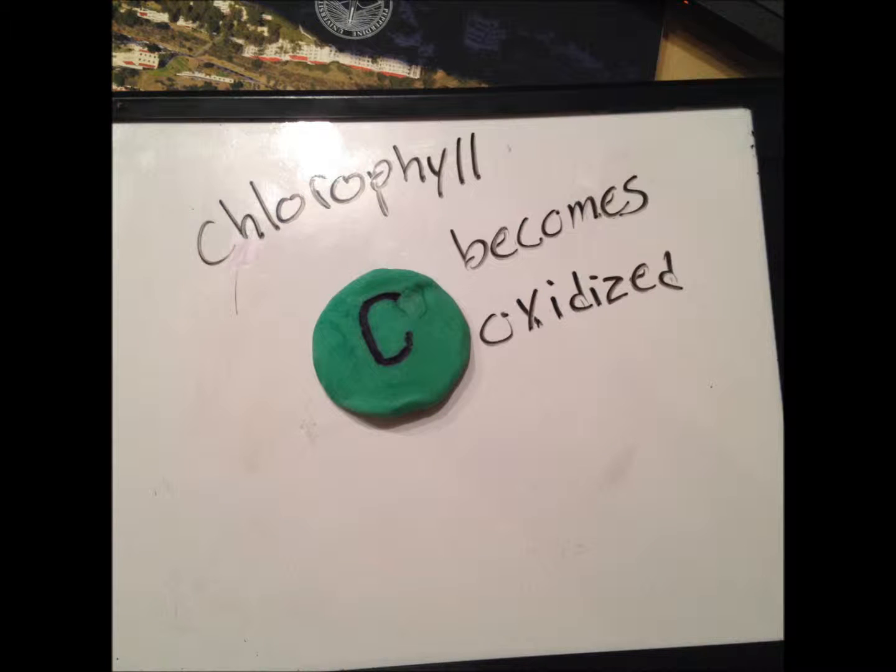Hence, chlorophyll becomes oxidized. Now, photosynthesis can use both chlorophyll pigments and other accessory pigments that reflect colors other than green. These accessory pigments absorb other wavelengths of light and pass on the energy to chlorophyll, expanding the range of wavelengths that can be used for photosynthesis.